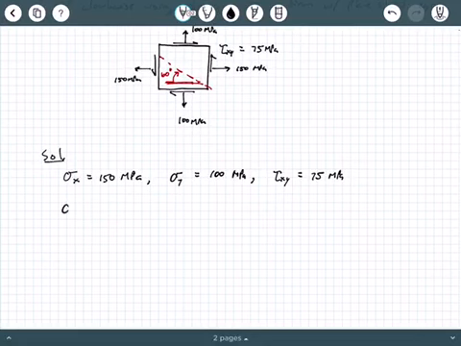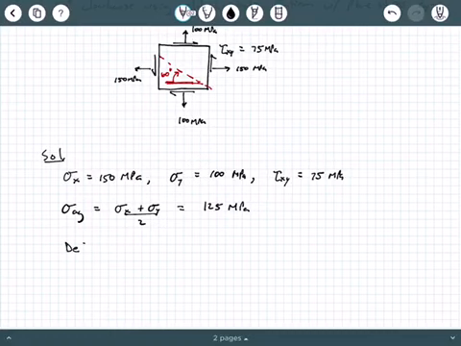So we're going to get right into this. We're going to define our known values. So sigma x is a positive 150 MPa. Sigma y is a positive 100 MPa. And then tau xy is a positive 75 MPa based on our sign convention. And we're going to go ahead and calculate sigma average as sigma x plus sigma y over 2. And so when we get that, that should be 125 megapascals. Pretty clear to see that.